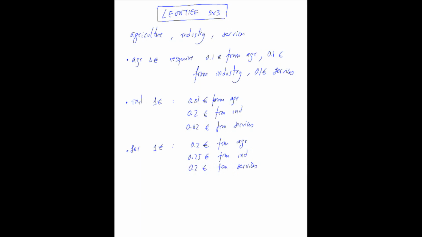The external demands are equal to 1 million for agriculture, 2 million for industry, and 3 million for services. As usual, we have to compute the production in each of these sectors, so the external demand is fulfilled.